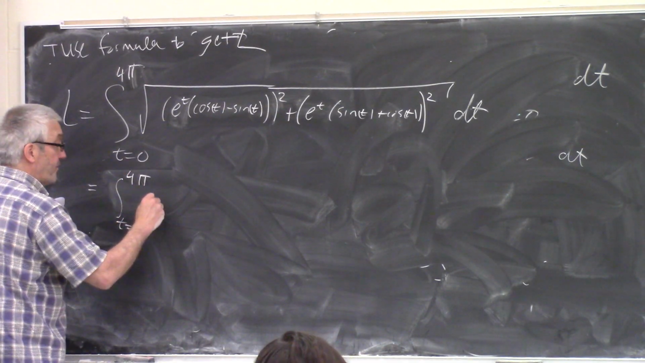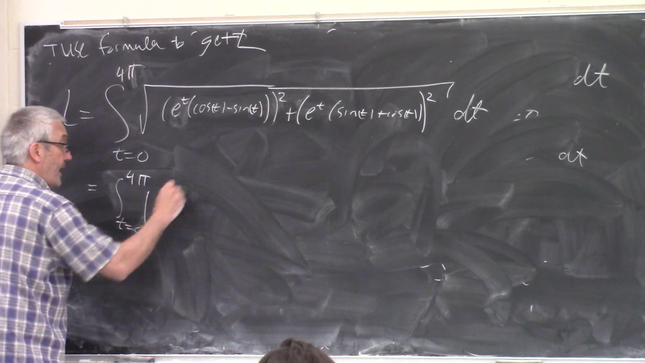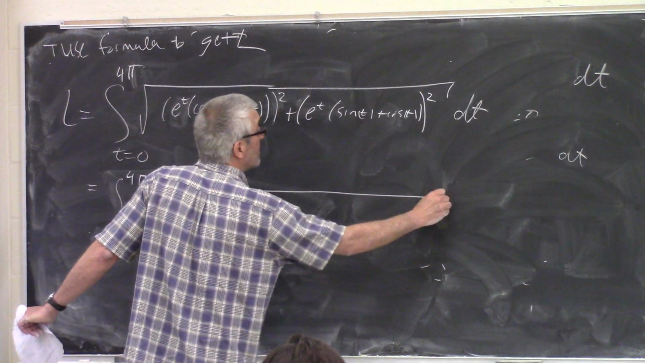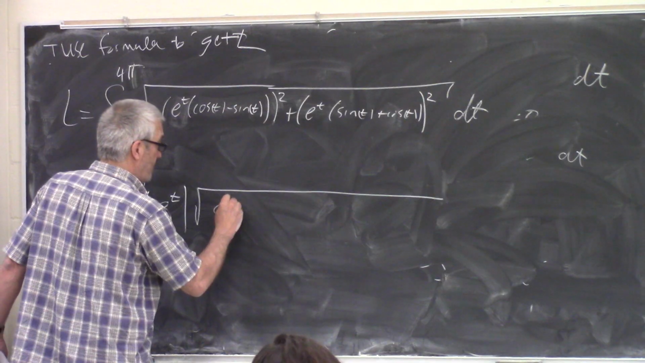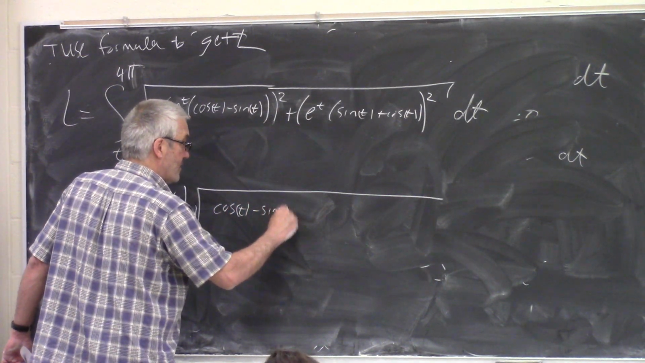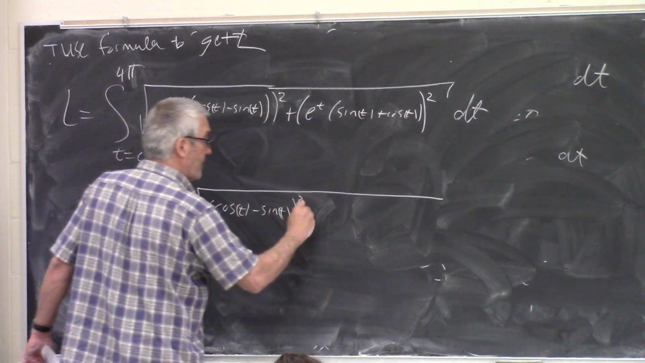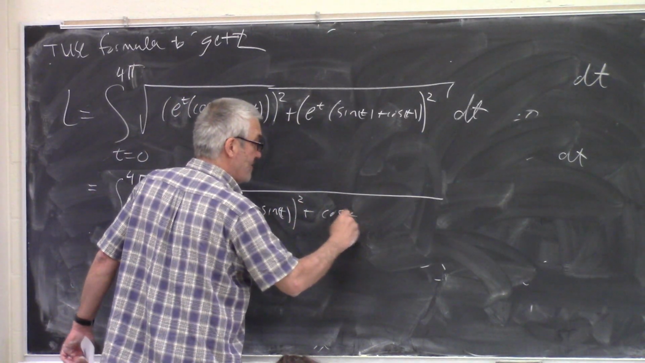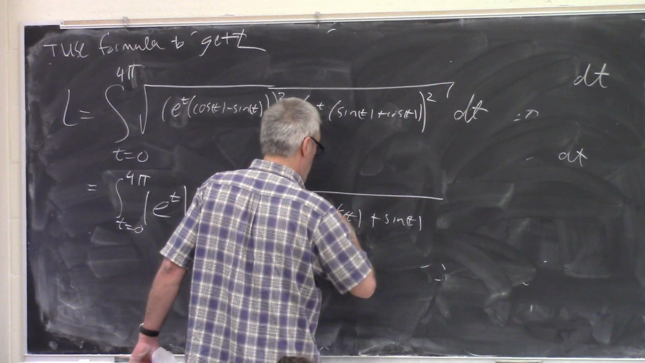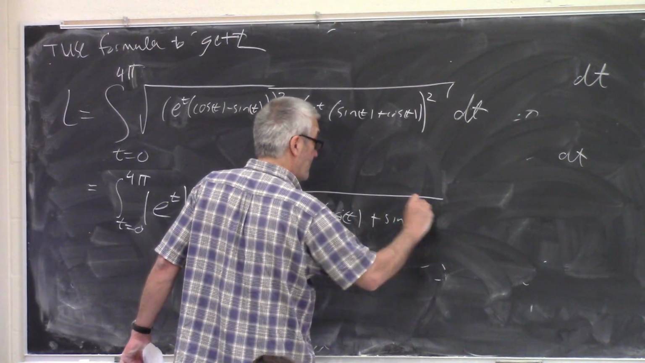But when I pull out front, I have to have an absolute value around it. And then I have square root of what's left: (cos t minus sine t) squared plus (cos t plus sine t) squared.